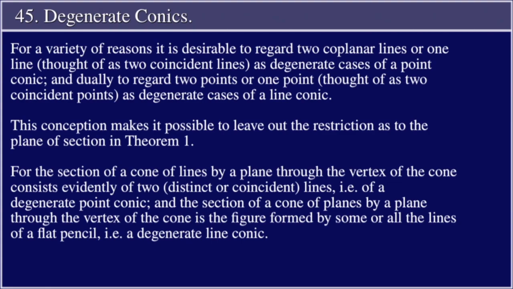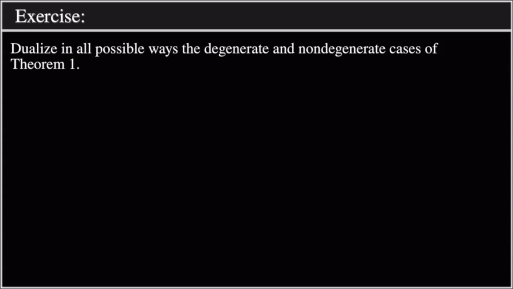of two distinct or coincident lines, i.e. of a degenerate point conic, and the section of a cone of planes by a plane through the vertex of the cone is the figure formed by some or all of the lines of a flat pencil, i.e. a degenerate line conic. Exercise. Dualize in all possible ways the degenerate and non-degenerate cases of Theorem 1.